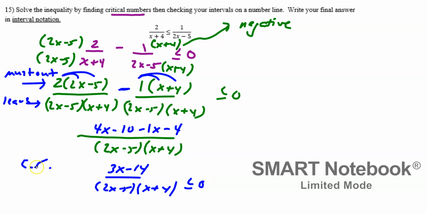So now that everything is simplified, you can find your critical numbers. Let me rewrite that. That's supposed to say CN. This computer is tired from doing a lot of videos today.